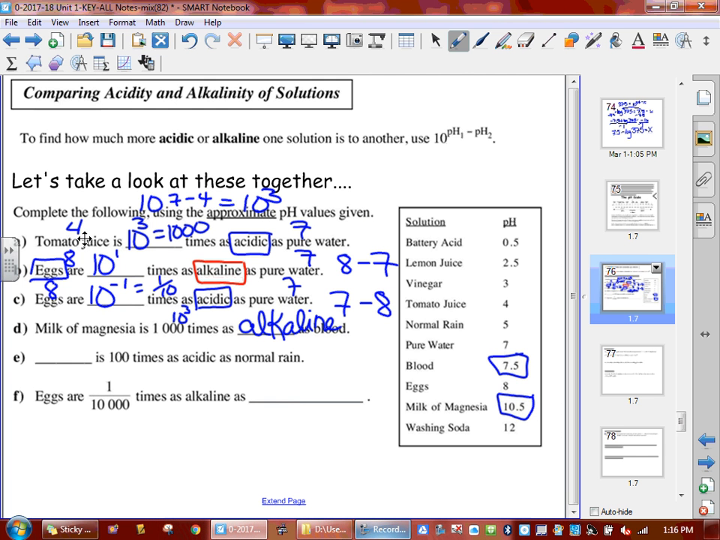Letter E, something is 100 times as acidic as normal rain. So now you're comparing something that's more acidic. So if it's 100 times it's 10 to the 2. So we want the answer to be 10 to the 2. So what is normal rain? Normal rain is at a pH of 5. I want to end up with a 10 to the 2. So I've got a 5 here. How am I going to end up with a 2 as an answer?